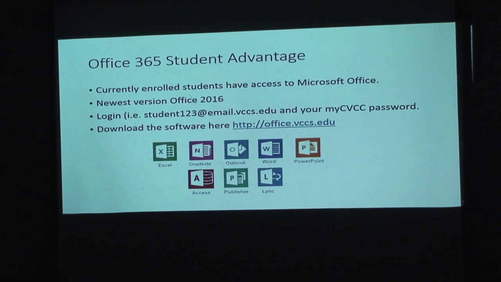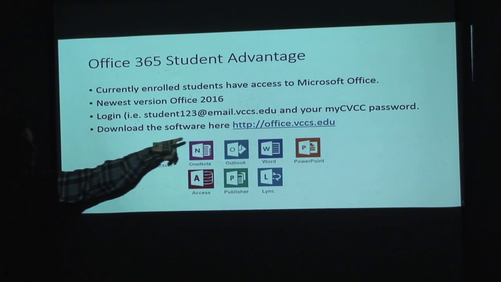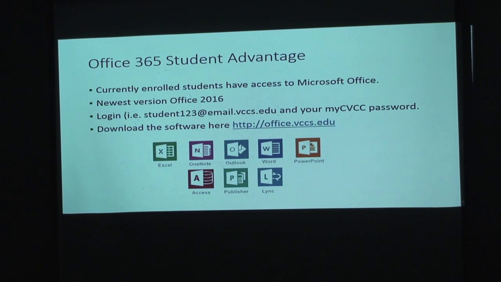To download, or if you already have the software, it'll automatically prompt you to upgrade. You'll probably see something in the little taskbar at the bottom that says, would you like to upgrade to Office 2016? You can click it, it'll go ahead and do it for you. If you don't have the software already installed, the link to install it is office.vccs.edu.